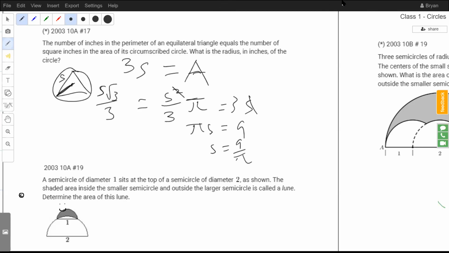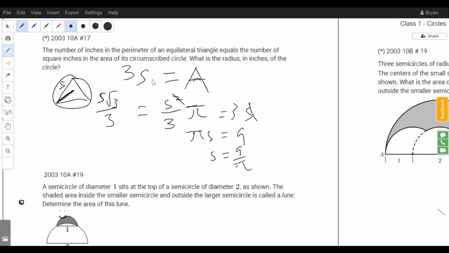I'll let you guys just think about that for a second. And yes, some of you have, I can't call on you because I can't unmute you. But basically, no, this is not our answer. We're asking for the radius of the circle and not for the side length of the triangle.